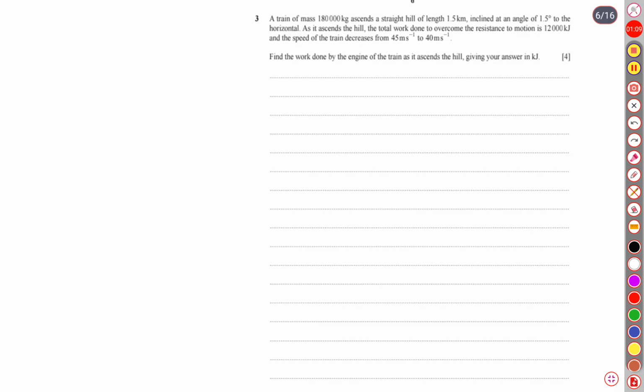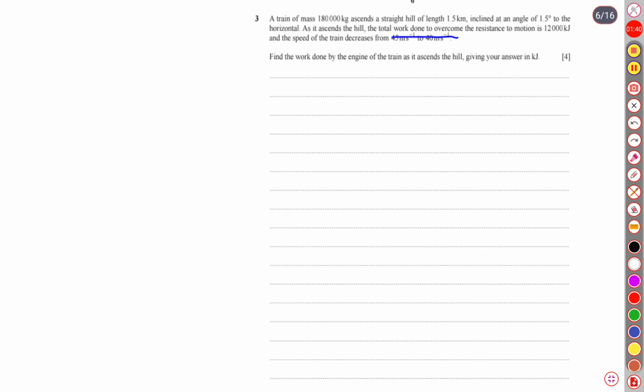Well, this is a very interesting question because the question itself has suggested us to apply the concept of work energy equation. Look, they have written here work done to overcome the resistance. That means indirectly they have advised us to apply the work energy equation.